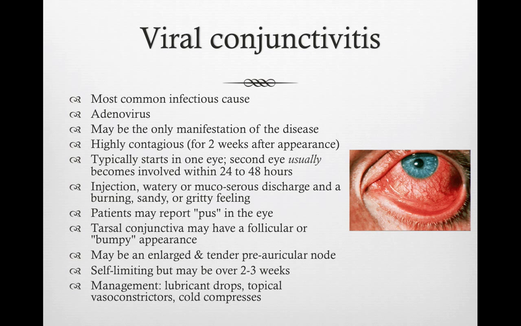So just going through a few of the more common causes of red eye in general practice. So viral conjunctivitis is the most common infectious cause of red eye. So usually by adenovirus, and there's many types of adenovirus. It may be the only manifestation of the disease. There might not be any prodromal viral symptoms. It's highly contagious. It can last for 2 to 3 weeks. It usually starts in one eye, but the second eye is usually involved within the next 1 to 2 days.